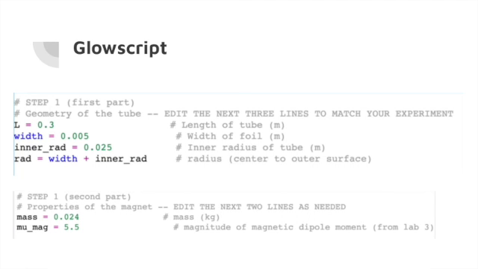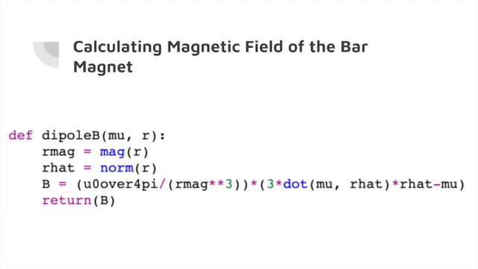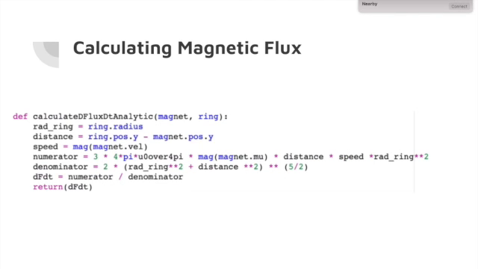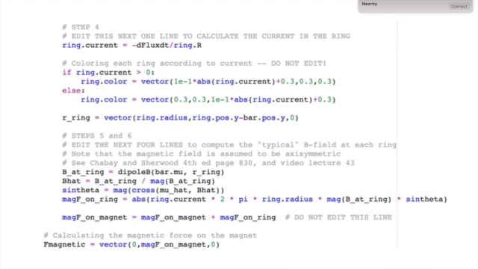For step 1, we entered in the experiment data we found earlier for the aluminum foil tube and the bar magnet. For step 2, this is the code I came up with to calculate the magnetic field of the bar magnet from the equations we listed before. For step 3, we calculated the magnetic flux. Here is the equation we came up with to find this in our code. For step 4, we found the current in the ring, and for steps 5 and 6, we found the magnetic field at each ring.